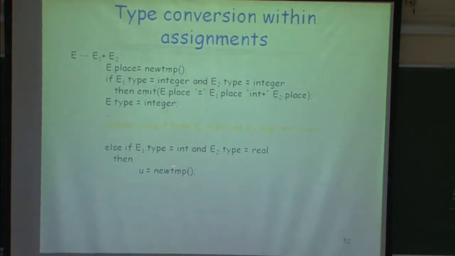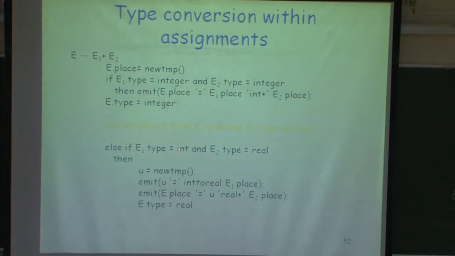So for this, I now need a new temporary variable, and I am going to emit code which will say that U is assigned real, which is a function to type cast E1 place. So this integer has now been type cast into real, and then I will say that E place is nothing but U real addition E2 place. So one more instruction for type casting has to be generated. And then I will say E type is real.